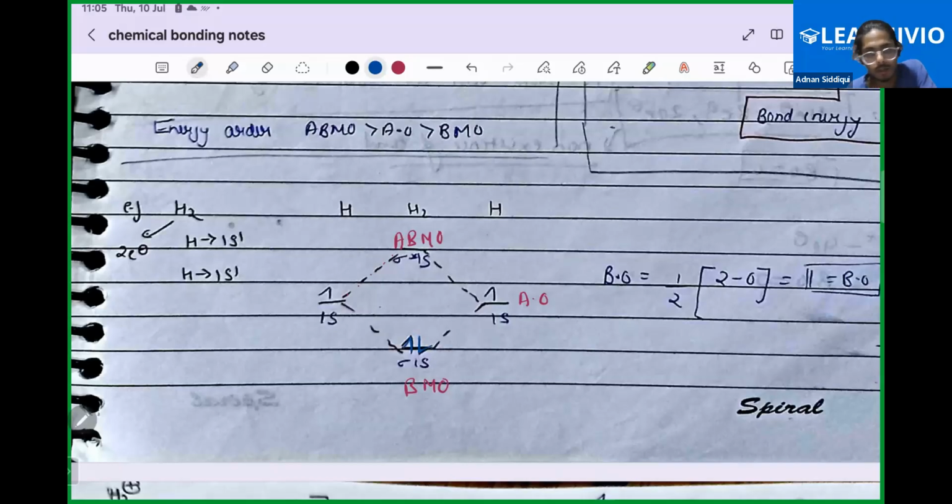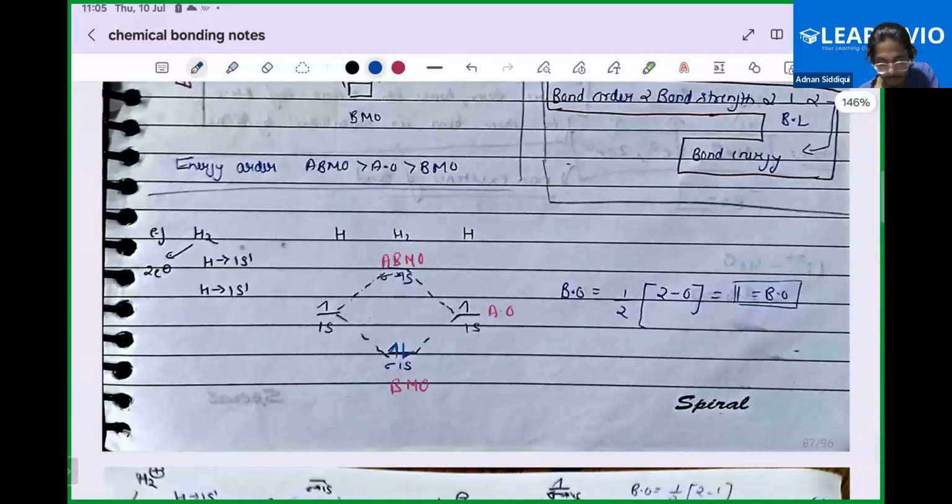Do you have any electrons left? No. So the bonding molecular orbital is filled. What about the anti-bonding molecular orbital? It will be left empty because we don't have any more electrons. So if you have to calculate the bond order for this, what will you do?